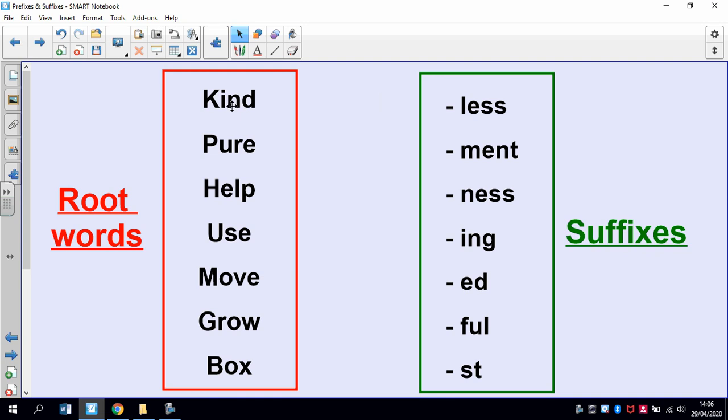So we'll start with kind. Which suffix would you put at the end of kind? You could put ness if you've done that, yeah.